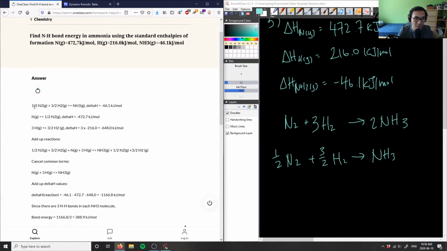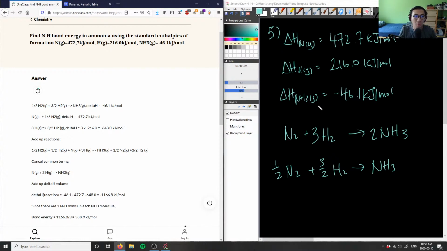So that's what they have in this first step here. We're given all of these guys here, right? We're given our N2. N2 here is simply, this should be N2. I don't know why they have N here. But this is going to be half of 472.7, because again, the coefficient of half. So I'm going to have to multiply this by half.